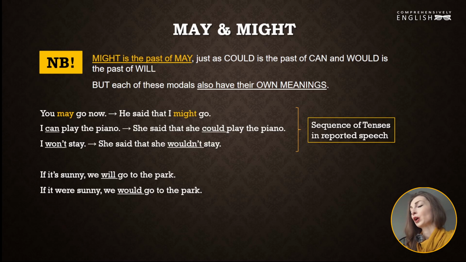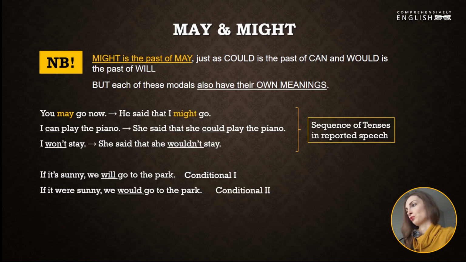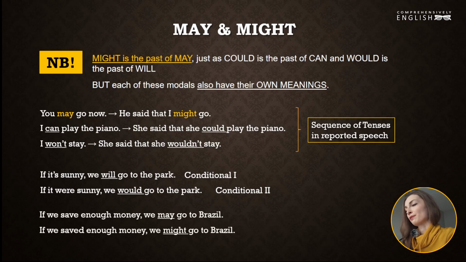If it's sunny, we will go to the park. It's a real condition in present, or conditional 1. If it were sunny, we would go to the park. It's an unreal condition in present, or conditional 2. Something which is not real and not true and will not change. If we have enough money, we may go to Brazil. Again, conditional number 1. If we saved enough money, we might go to Brazil. Conditional number 2. An unreal situation in present.